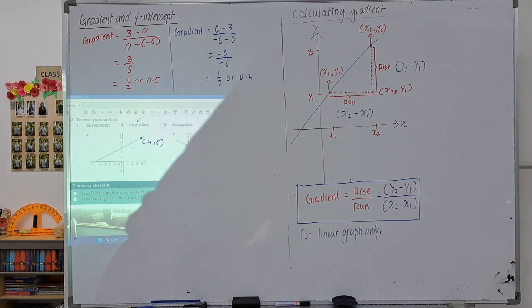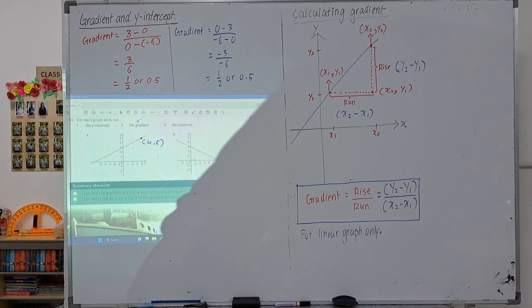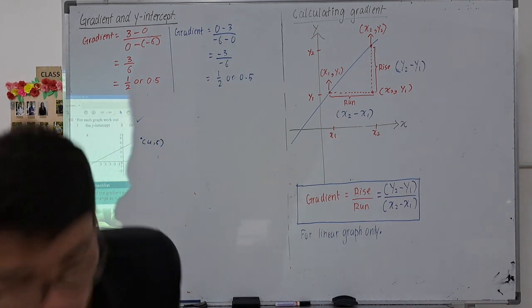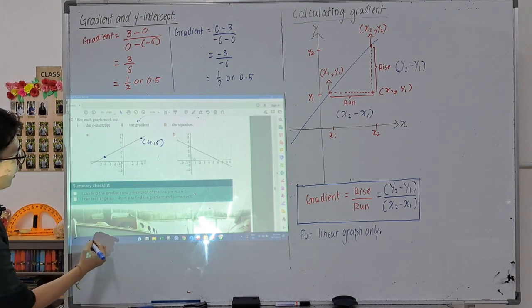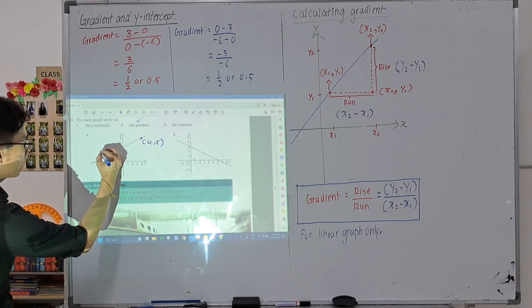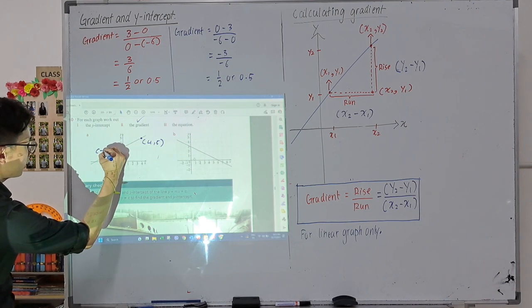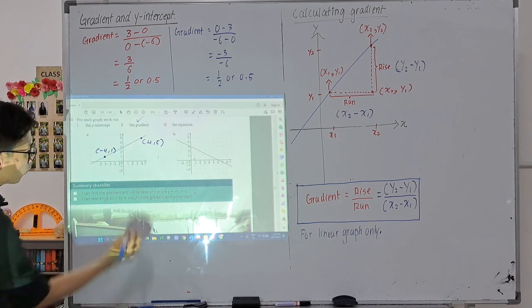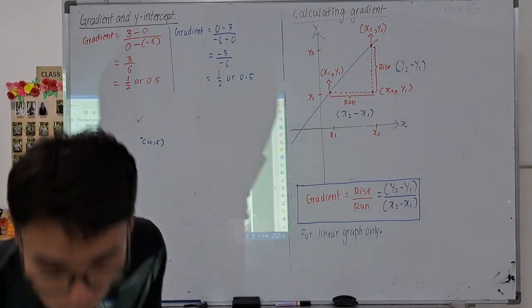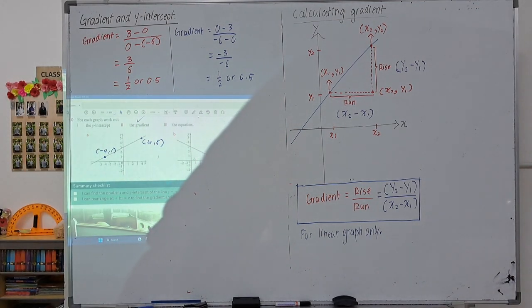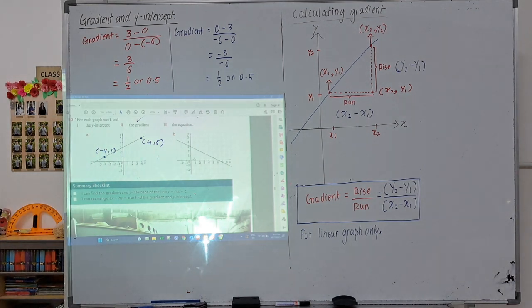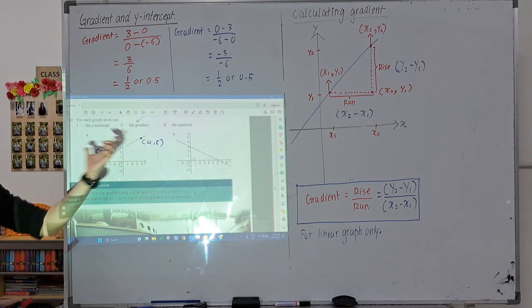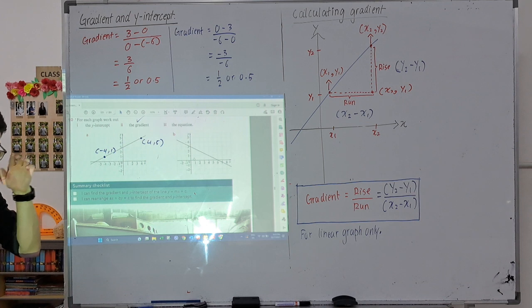Let me check. Let's see. Okay. I'll choose this point over here. Alright. And this coordinate over here, it's negative 4 and 1. Right, let me just double check. Okay, good, that's good enough. Alright, you can clearly see I chose another 2 random points from the graph.